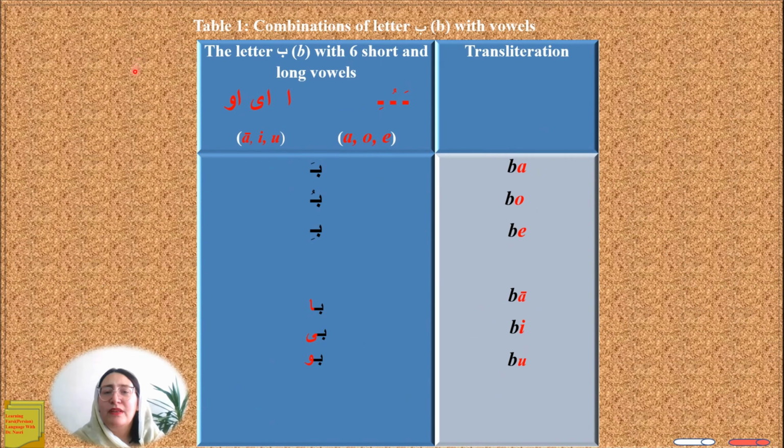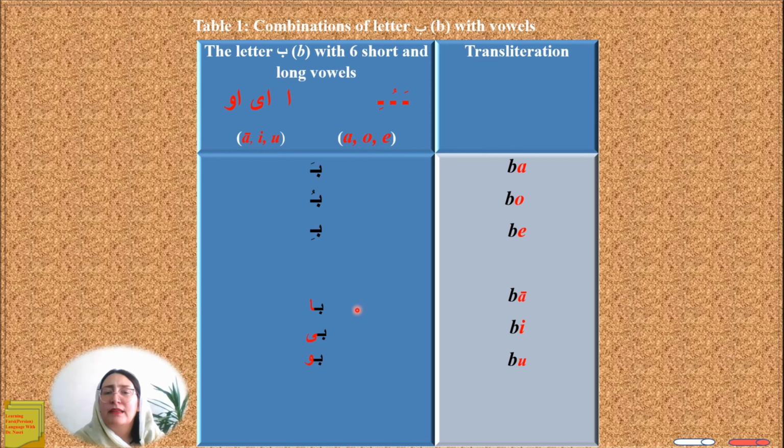Table 1. Combinations of letter B with vowels. The letter B with 6 short and long vowels: A, I, U, A, O, E. When the letter B and the short vowel A come together, they create the syllable ba. When the letter B and the short vowel O come together, they create the syllable bo. When the letter B and the short vowel E come together, they create the syllable be.